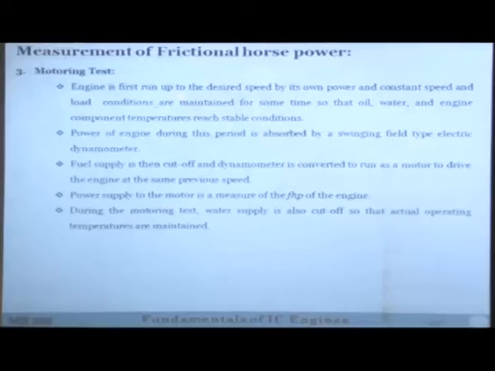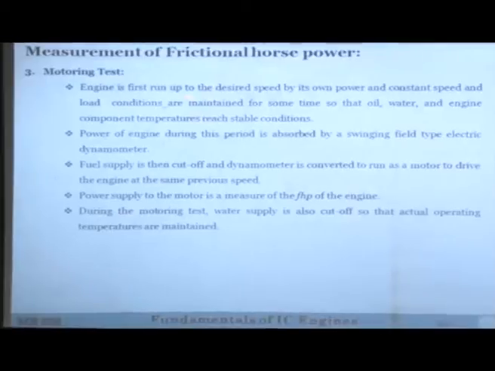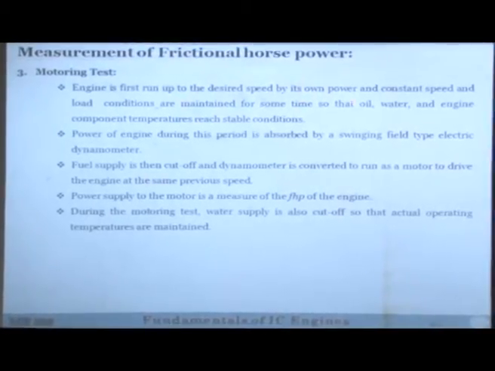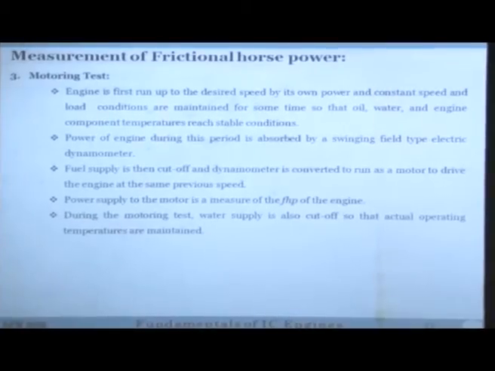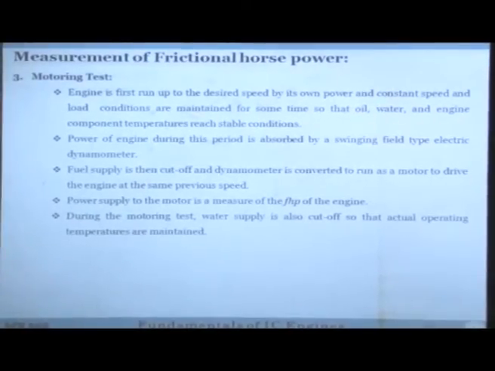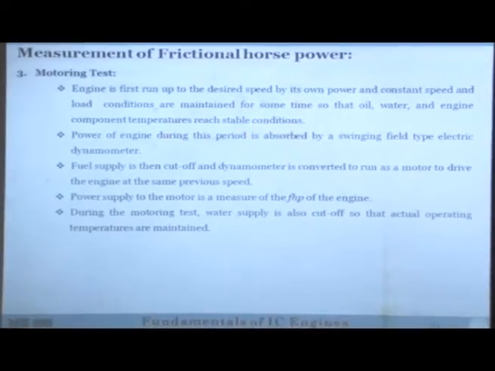The third test is the motoring test. In the motoring test, it's very simple. The engine is first run to the desired speed on its own power, and constant speed and load conditions are maintained for some time, until oil, water, and engine component temperatures reach a stable condition. So you run it for 10-15 minutes, everything stabilizes, and the power of the engine during the period is absorbed by a swinging field type electric dynamometer.